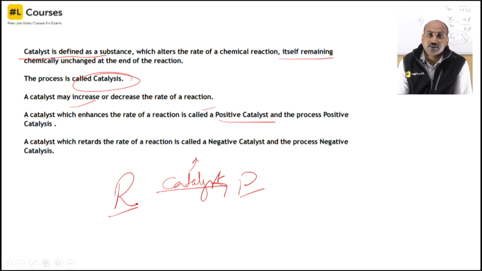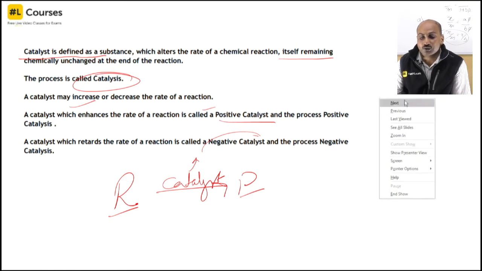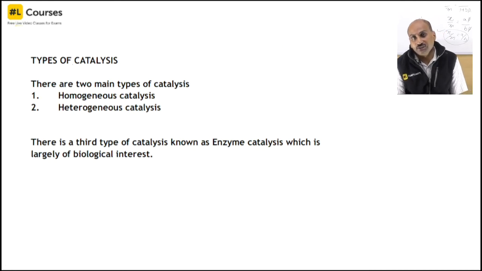Certain substances which retard the rate of the reaction are called negative catalysts, and the process is called negative catalysis. This should always be specified when you are talking about negative catalysis, because positive catalysis is generally termed just catalysis, whereas a negative catalyst will always be said as negative catalysis, because it leads to confusion if you say just catalysis. The question that comes next is, what is positive catalysis and negative catalysis?